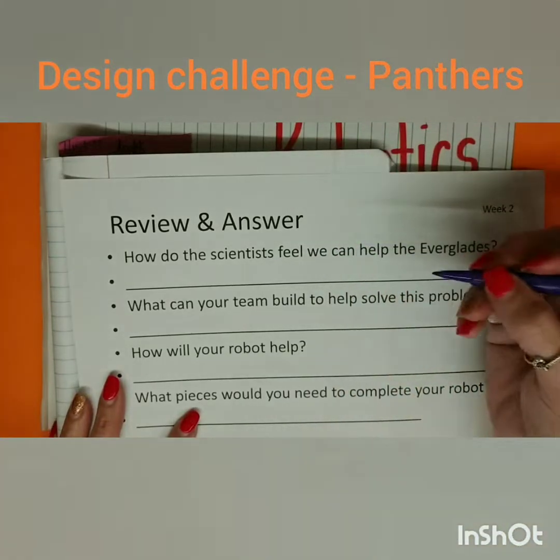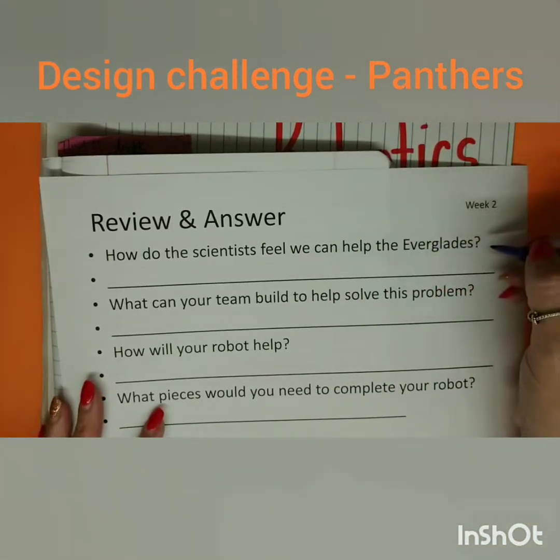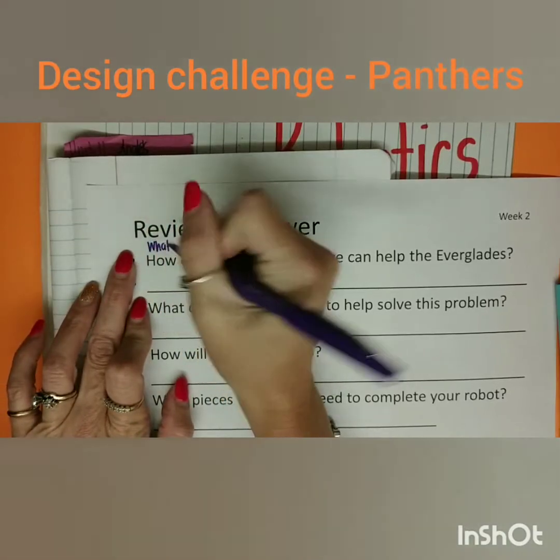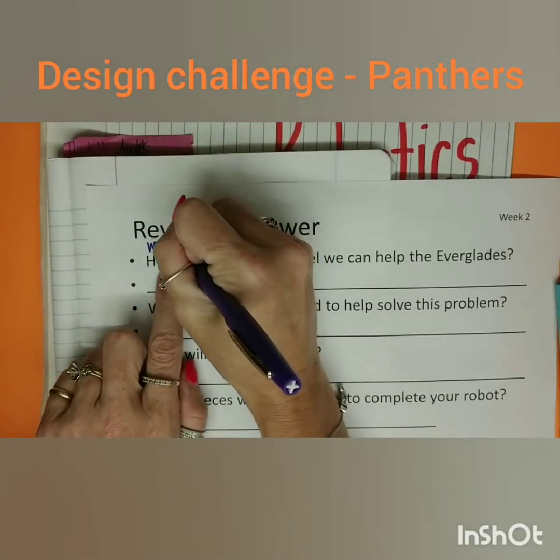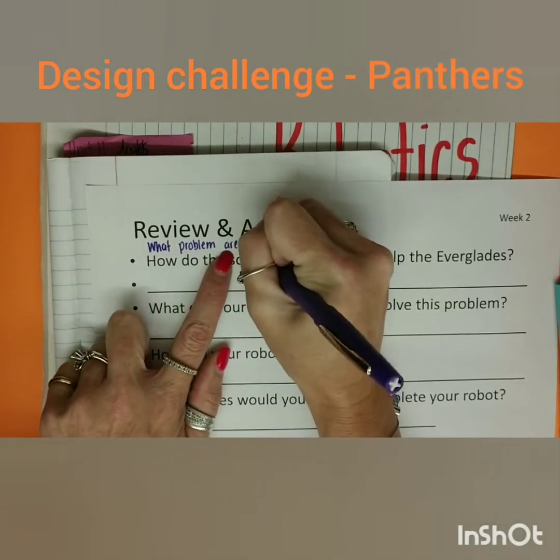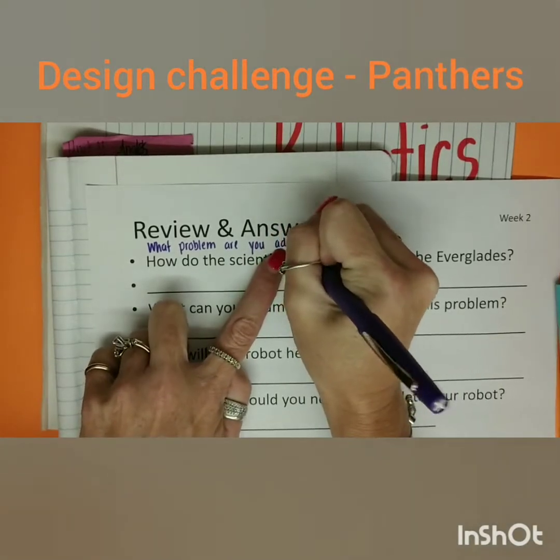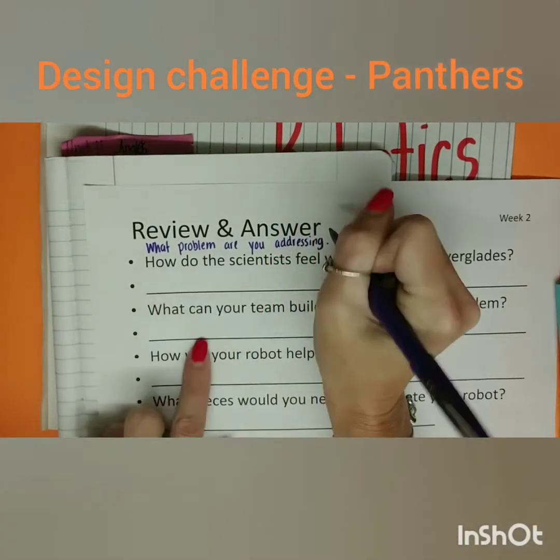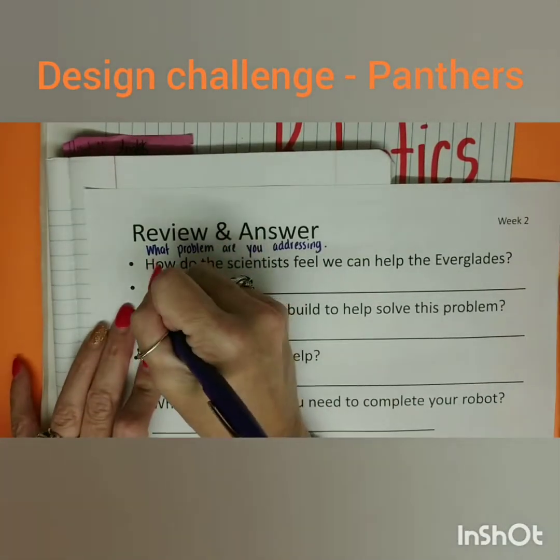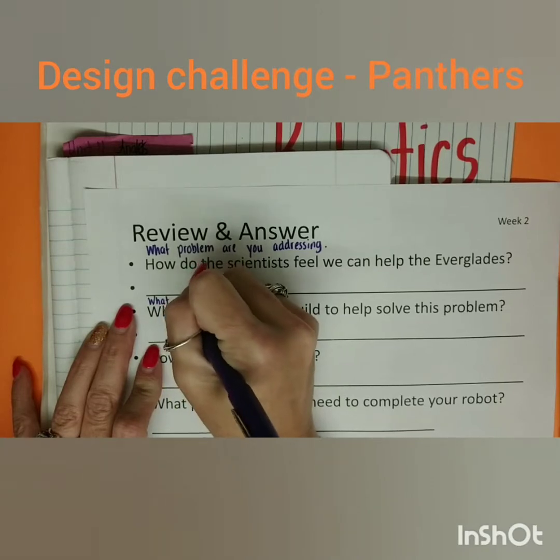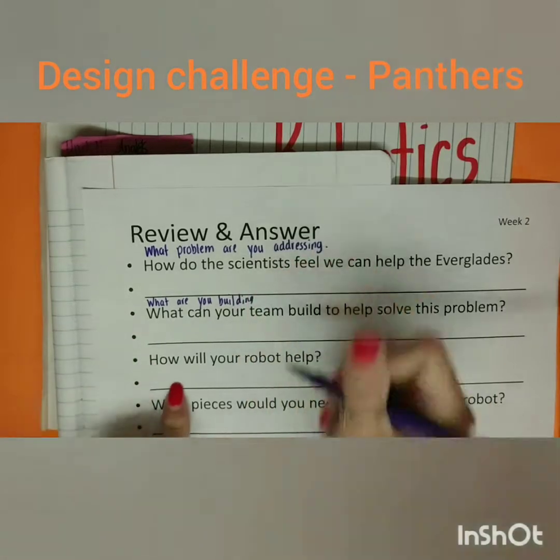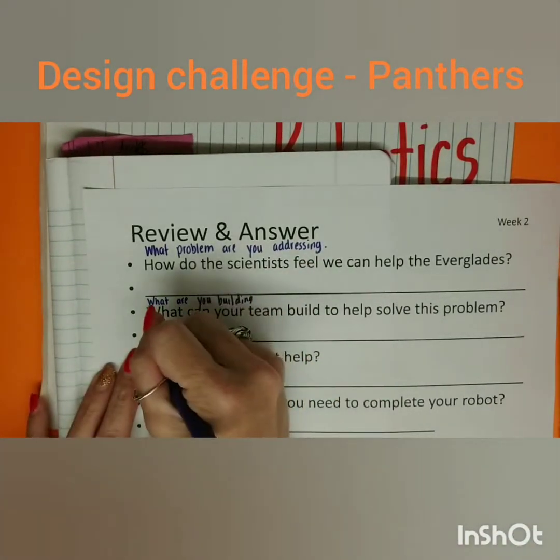It says review and answer. How do scientists feel that you can help the Everglades? So this is, what problem are you fixing? We already presented 2 of the problems. What problem are you addressing? What can your team build to help solve the problem? So this is, what are you building? And how will your robot help? This is, how does it help the panther?